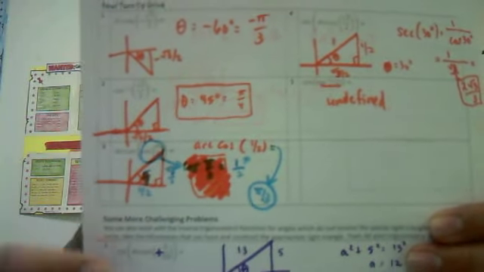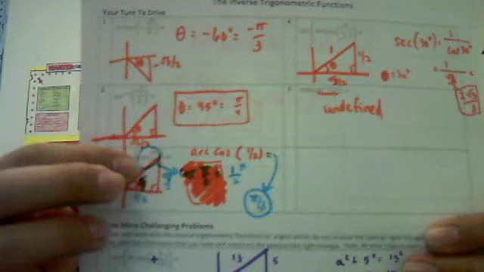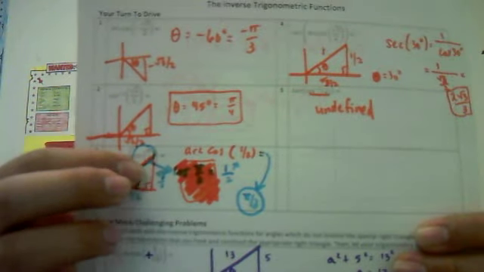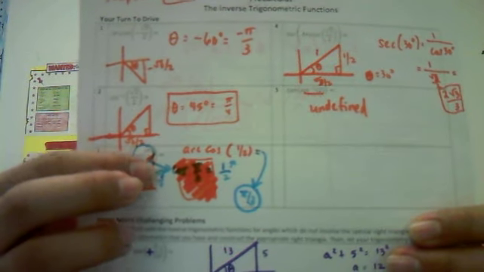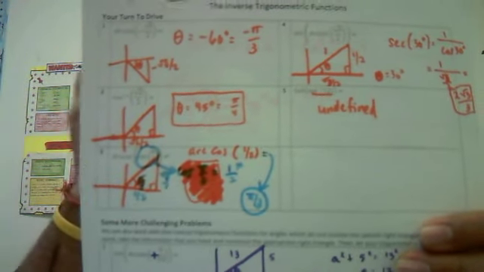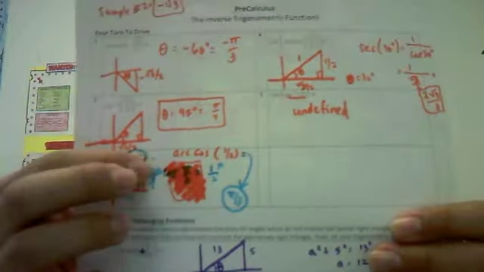So pi over 3. A quick trick is that anytime you have the inverse function and the function right next to each other, they'll just cancel. If they cancel, you're left with whatever you were originally looking for. So pi over 3. See, pi over 3 right here, and pi over 3 as your answer.